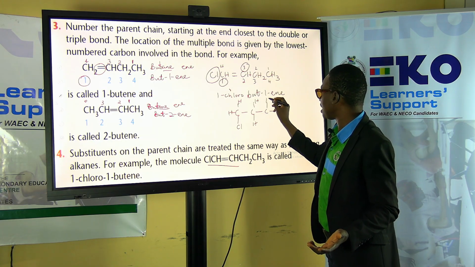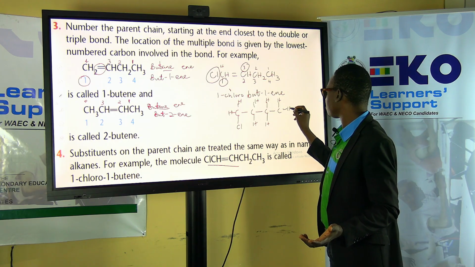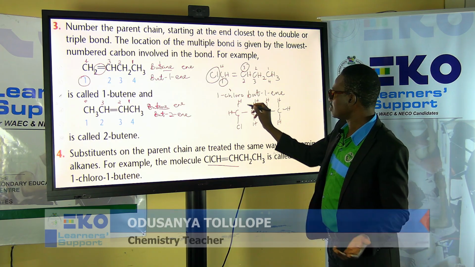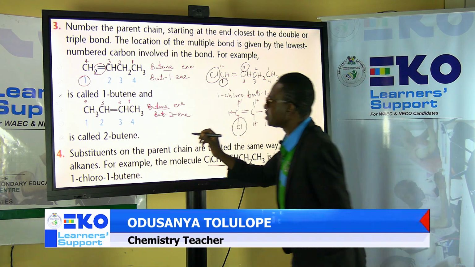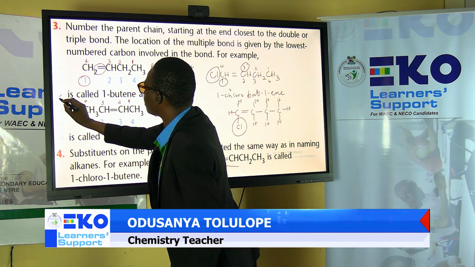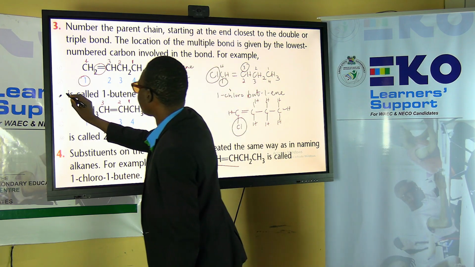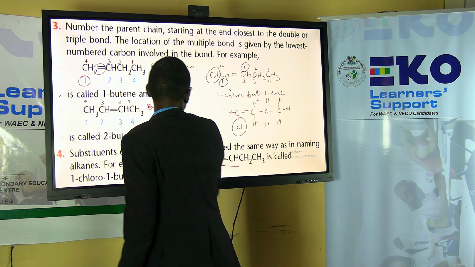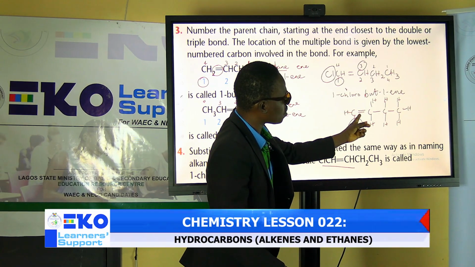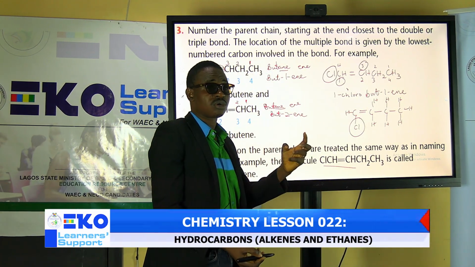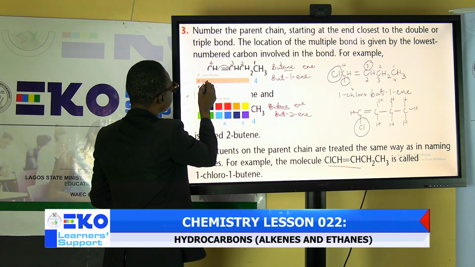You support it with hydrogen, and that will give you what you are looking for. Sorry, I have to put my double bond here. On that note, let me pick my eraser and erase this. Okay, fine. So I have 1-chloro and what? Prop-1-ene, showing the position of the double bond and the substituent. Okay, fine. So let's move.